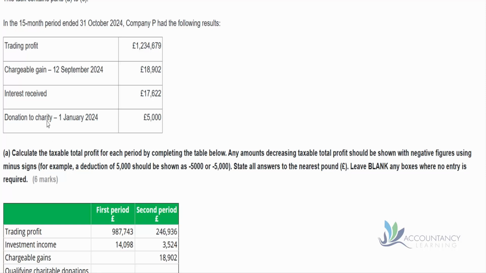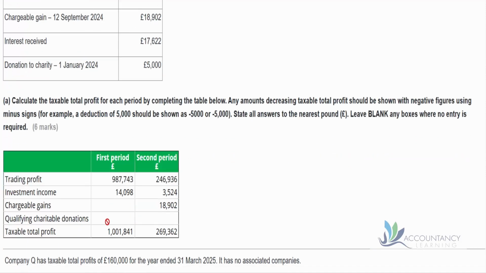Okay, what about our donation to charity? That's on the 1st of January 24. So when is that going to be? That's going to be in the first period, isn't it? That 1st of January fits into the first period. So we're going to put all of that into the first period. And remember, this is a charitable donation, so we can claim some tax relief for that. We can deduct that from our profits. So we're only going to be taxed on the remaining 996,841.